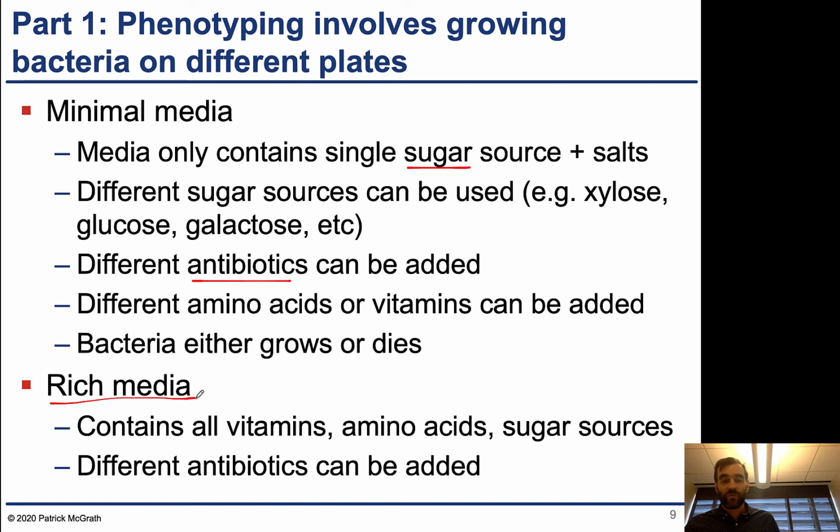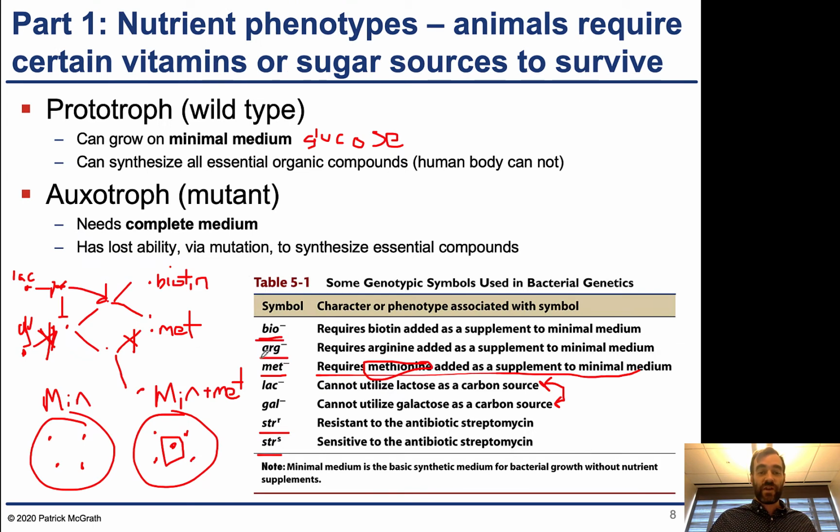So if you grow something on rich media, you can assume that the rich media rescues pretty much every single genotype. So all of these strains right here can all grow on rich media. Because you can assume that there's methionine in the rich media, biotin. So all these things that they might need, they now take up instead of producing it themselves. And then you also assume that there's a variety of sugar sources. So like a gal minus mutant can live because there's other sugars besides galactose in that.